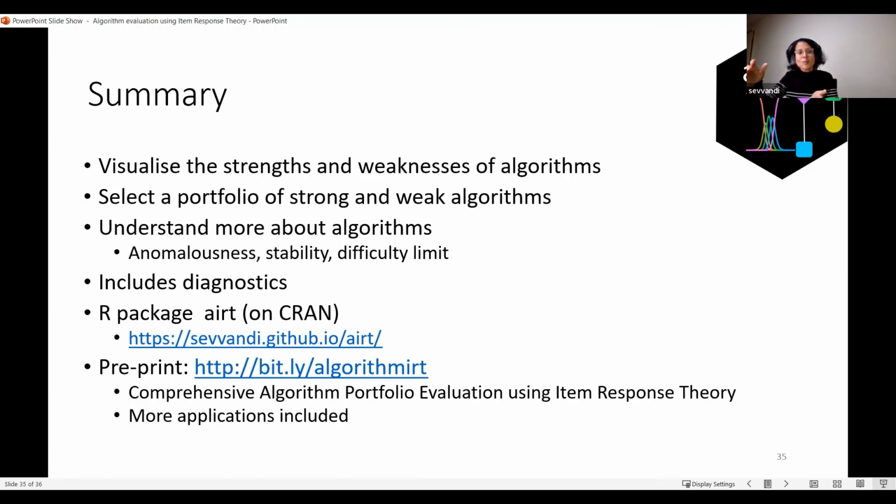I haven't spoken about the diagnostics. We have some diagnostics to see if the models are actually doing well. And we have an R package on CRAN called AIRT. And we have the preprint where more applications are included.